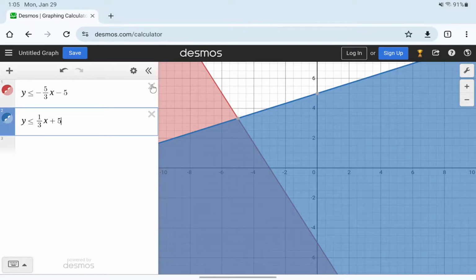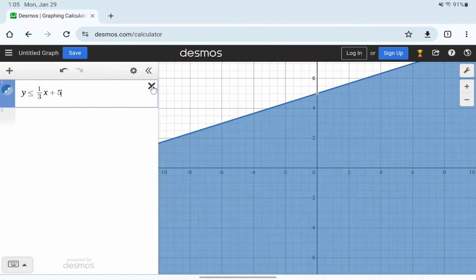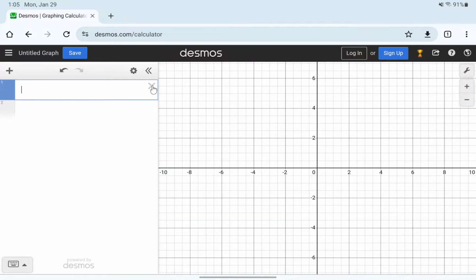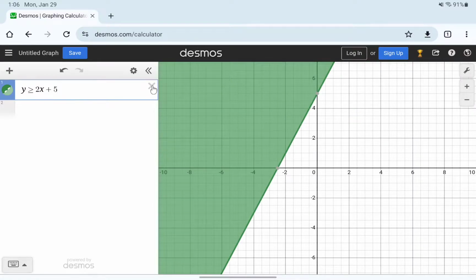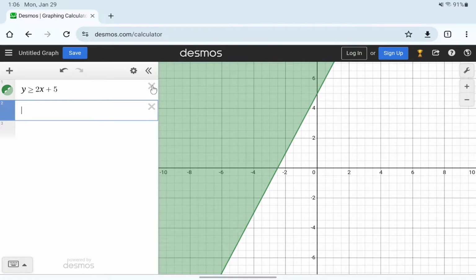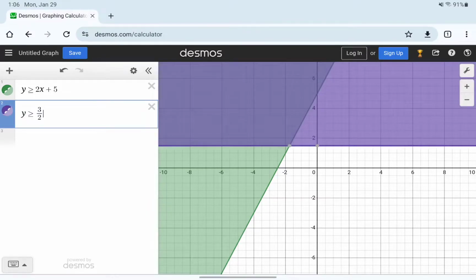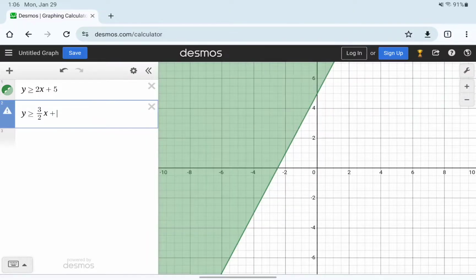Taking a look at example 10, we can delete the work that we've already got here and graph these two new inequalities. y is greater than -2x plus 5, and y is greater than or equal to 3/2 x plus 1.